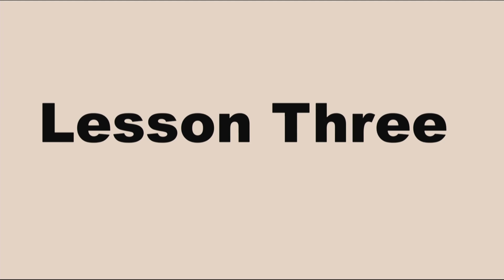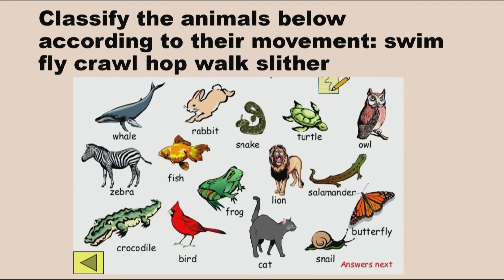We'll move on to the task assigned for lesson 3. You were asked to classify the animals below according to their movement, using swim, fly, crawl, hop, walk, or slither. Let's see what you've got. Yes, there are numerous animals on the screen and they can move in more than one way.